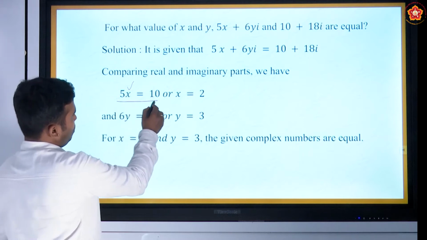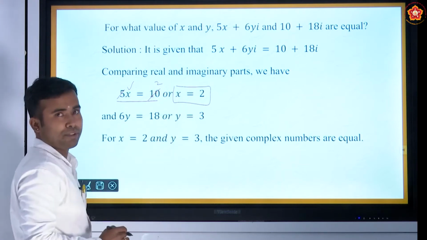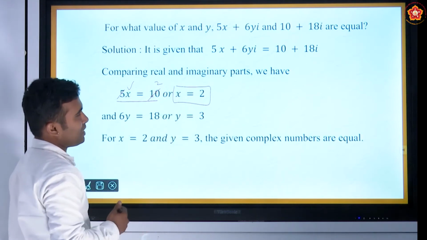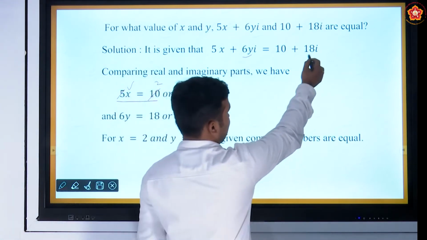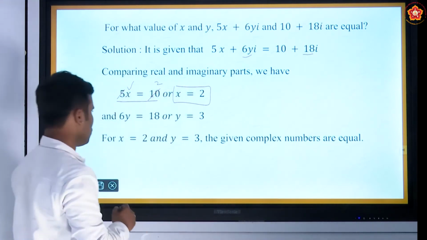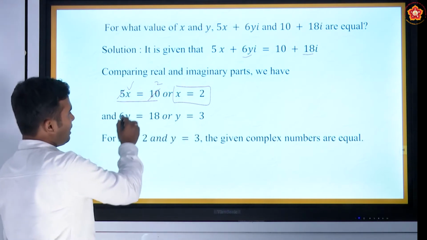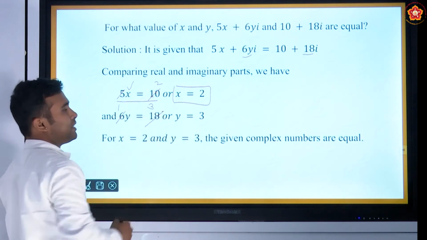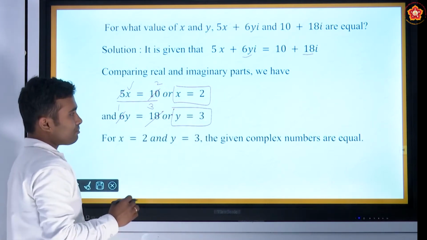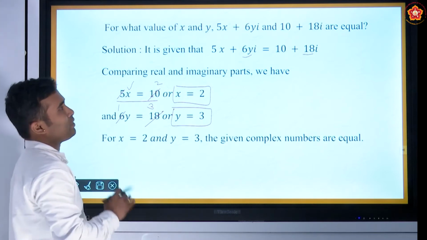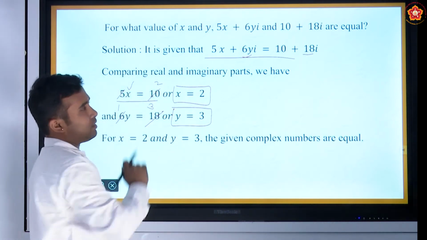We can say that 5x is equal to 10, equating the real parts, and we have to find the value of x. Here 5x is equal to 10, then obviously 5 twos are 10, so we get x is equal to 2. Similarly, we equate the imaginary parts. The imaginary part on the LHS is 6y and on the other side is 18. So 6y is equal to 18, then y is equal to 3, as 6 threes are 18. Therefore, y is equal to 3.